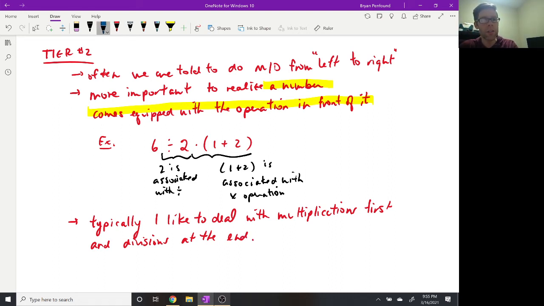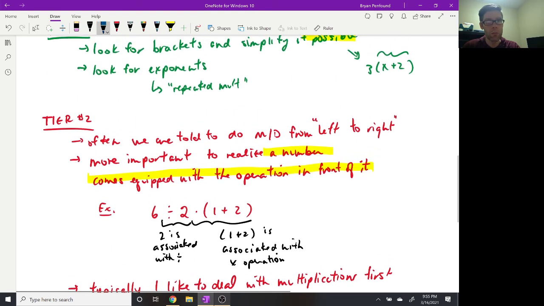So that's a little ditty about tier number 2. I know I'm not being super specific. The specificity, I think, is going to come out a little bit later when we actually start working on a couple of numerical examples.